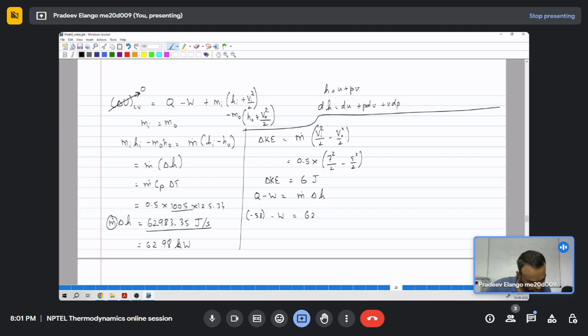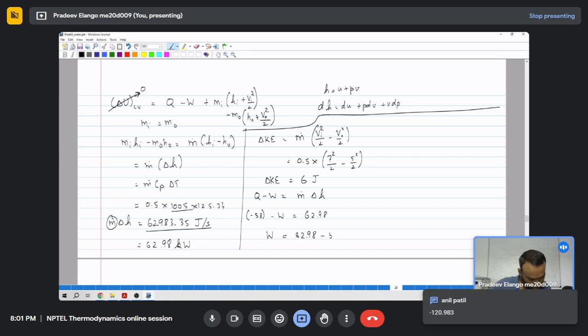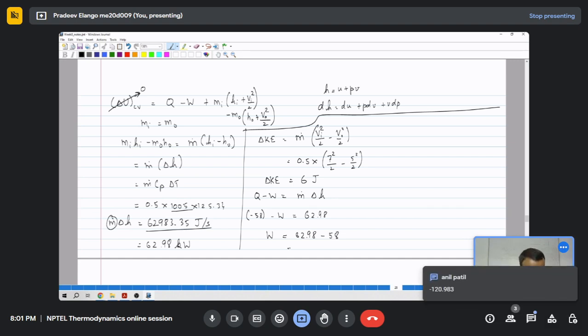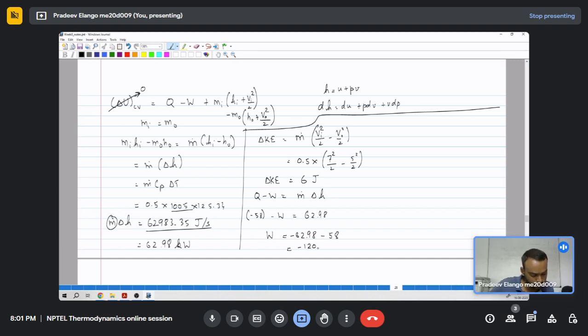So now work transfer is equal to minus 58 minus 62.98, so it is minus 120.98, sorry, this is in kilowatts. So around 121 kilowatt of work is transferred for compressing, and that will be the shaft work.